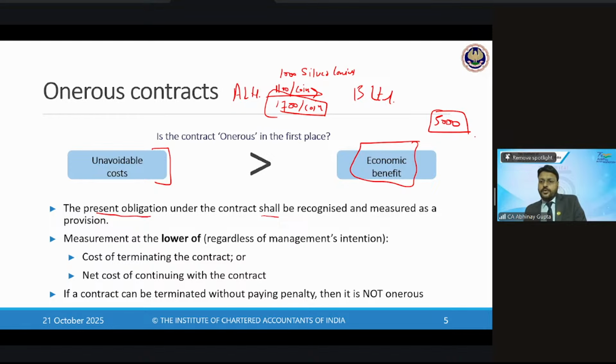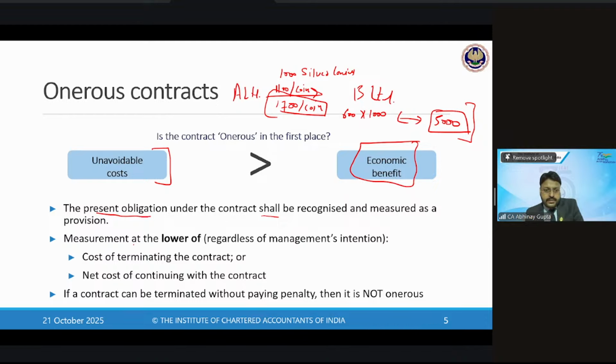So A Limited will record a provision of how much? 1,000 into 600, or rupees 5,000? What do you think? 5,000, whichever is lower, right? Yes. So what is the exit cost of the onerous contract? The exit cost is 5,000, which is lower as compared to fulfilling the contract. So 5,000 will be the provision recorded in the books of accounts on the day the contract has become onerous under Ind AS 37. That's what the standard is saying.